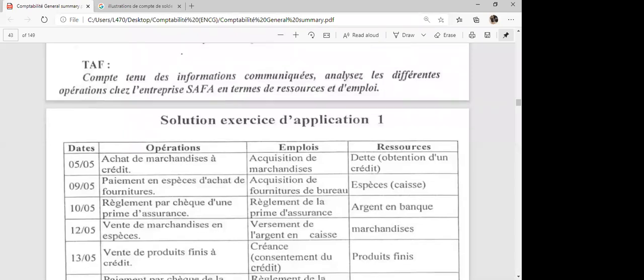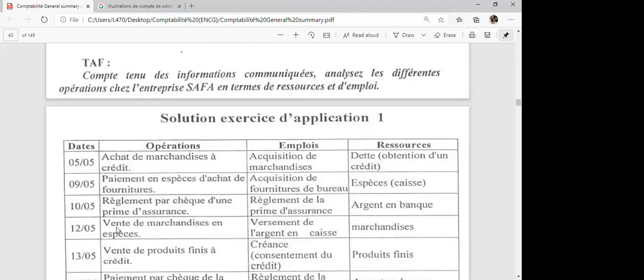Fourth one is a bit tricky. So it says vente de marchandises en espèces. In this case, you're just supposed to think to yourself, what do I gain and what do I lose? So if I'm a seller, what I gain is money and what I lose are my products, my goods. Which leads us to here: l'argent en espèces, which is what he gained, a payment of cash. And the resource is what he lost, which is the merchandise.